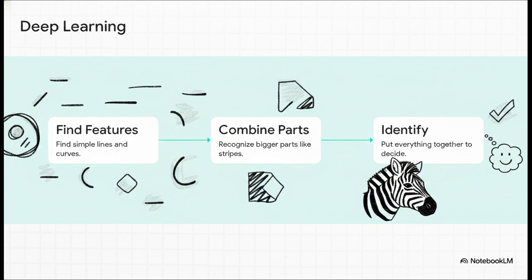In image recognition, for instance, the raw image goes in, and the first layer just finds simple shapes, like little lines and curves. The next layer combines those to recognize bigger parts, maybe some stripes. And the final layer puts it all together and successfully identifies, hey, that's a zebra. This automatic, step-by-step feature extraction is exactly why deep learning absolutely dominates image and speech recognition today.